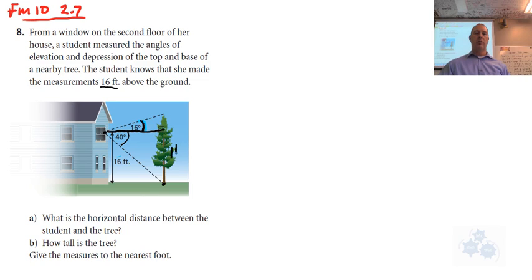Now, this is also 16 feet here from this point straight out her window, right? That's 16 feet as well, which is going to be important. So what is the horizontal distance between the student and the tree? The horizontal distance is going to be from here to the tree. So this is what we've got. I'm just going to do a quick sketch.